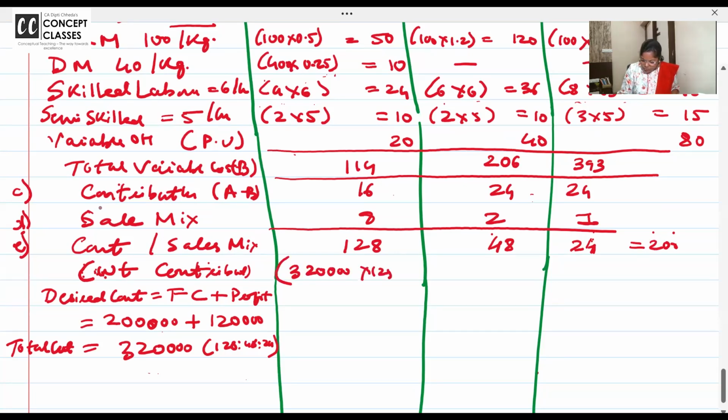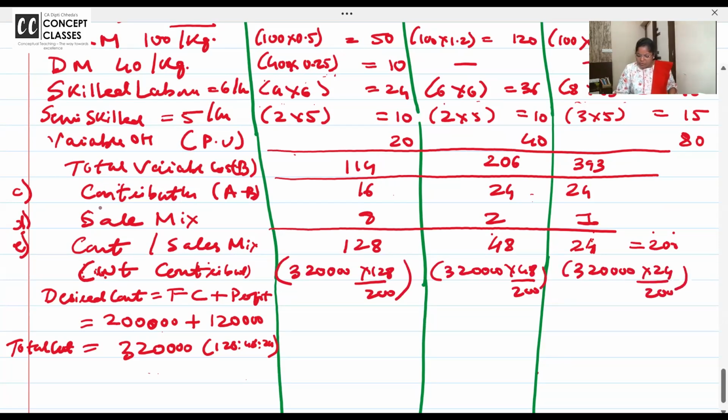3,20,000 into 128 by 200. 320 contribution into 48 by 200. 3,20,000 into 24 by 200. In the ratio of contribution sales mix, can you divide total contribution? Now 320 divided by 200 को memory में डालो.